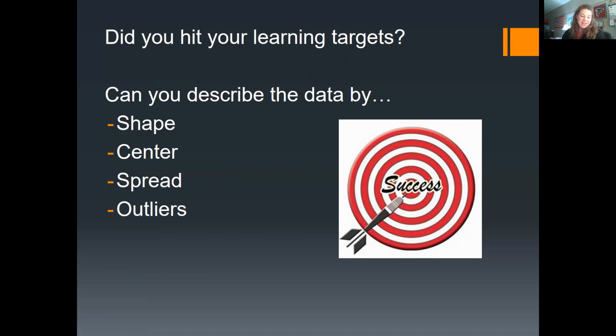Friday, you're doing a little puzzle. You're practicing making box and whisker plots. Then you're going to take a picture of your paper and send that to me for your grade on Friday.